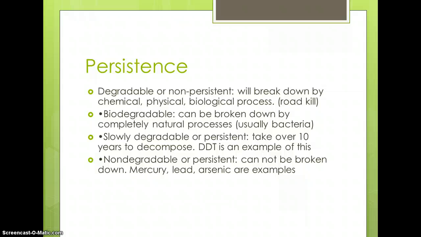Then there are slowly degradable or persistent items. They take over 10 years to decompose. The harmful pesticide DDT is an example of this, and we'll talk more about DDT not too long from now. And then there are non-degradable or persistent items in the environment. They cannot be broken down. Mercury, lead, arsenic are examples of non-degradable and persistent chemicals.